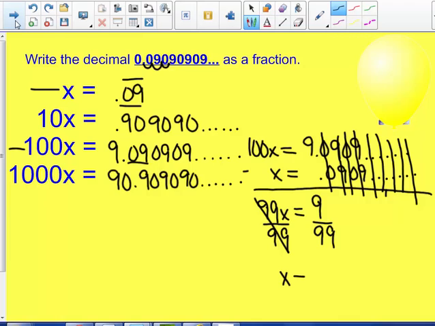Homeroom, can you tell me what this fraction would be in lowest terms? 1 over 11. Oh my gosh, homeroom, you're not even in my honors class and you already know the answer. Very good job. Thank you.